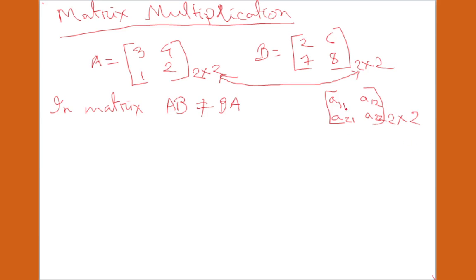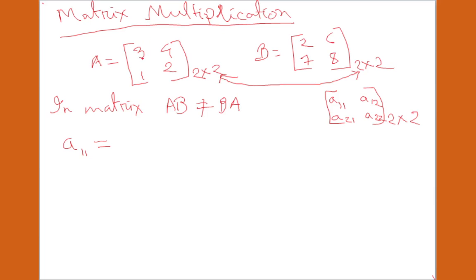Okay. So A11 means row number 1 and column number 1. A12 is row number 1, column number 2. Similarly A21, row number 2, column number 1. A22 means row number 2 and column number 2. So first find A11. What is A11? Row number 1 and column number 1. So row of the first matrix and column of the second matrix must be multiplied, corresponding elements.